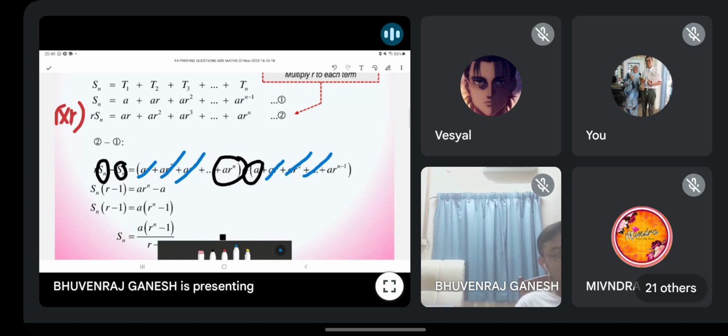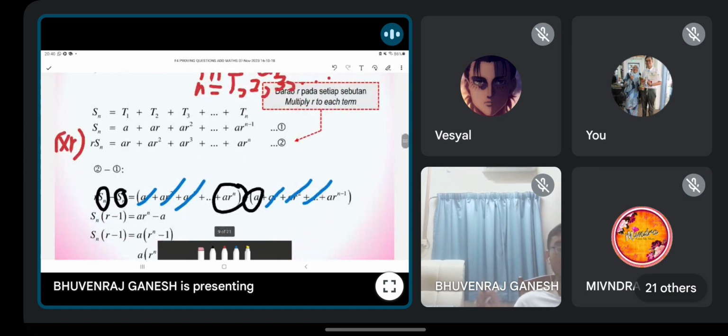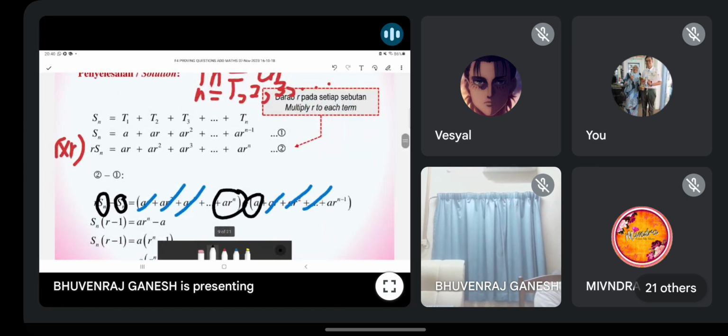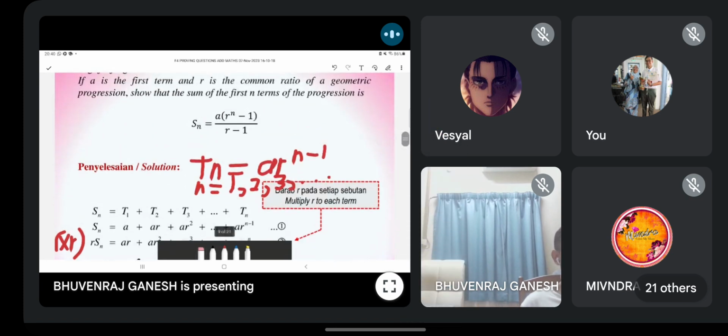Okay guys, clear? A lot of people ask this: how do I know, do I take 2 minus 1 or 1 minus 2? Macam mana tahu yang ni? Basically, you see what you want to prove. You have two formulas. Basically, you see your denominator, the denominator of the fraction, r minus 1 or 1 minus r. You have two scenarios, guys. Two cases.